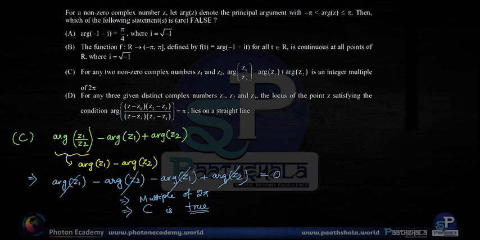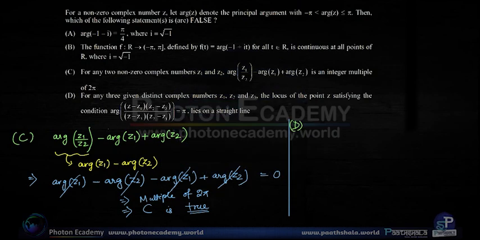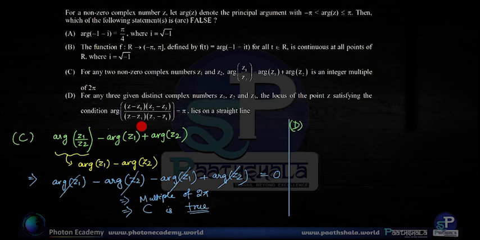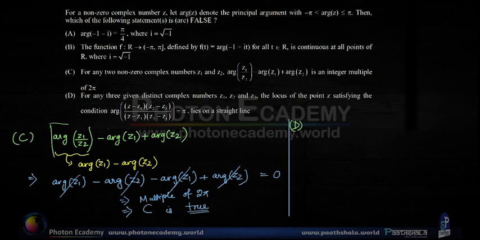We have one last option, which is option D. According to the question, for any three given distinct complex numbers Z1, Z2, Z3, the locus of the point Z satisfying the condition argument of (Z minus Z1) divided by (Z minus Z3) into (Z2 minus Z3) divided by (Z2 minus Z1) is equal to pi lies on a straight line. We'll again use the formula that we used here.